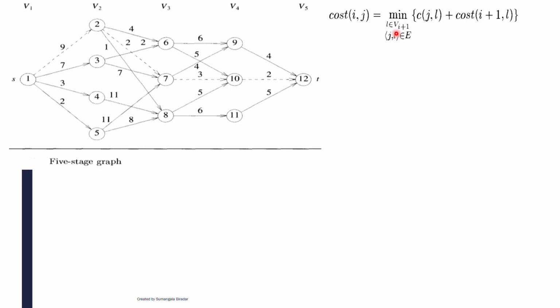And this is the equation you are using to get the solution here. Let's see, cost of which stage? Now the last stage is V5. I'll get the solution by starting from the last stage.